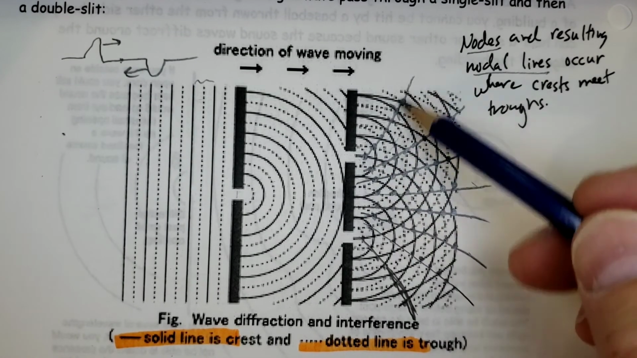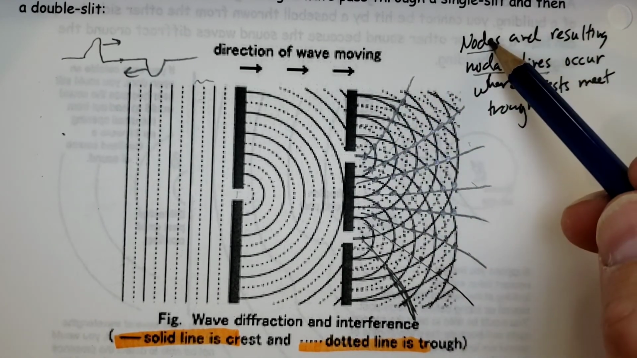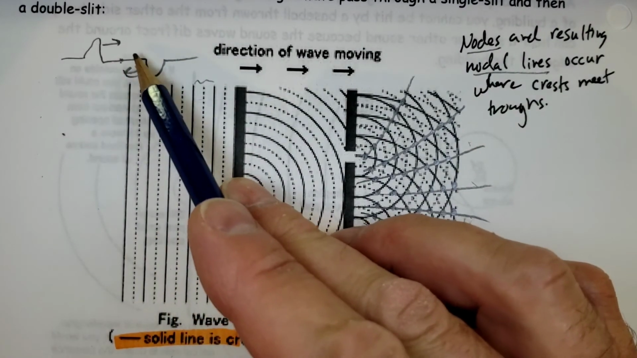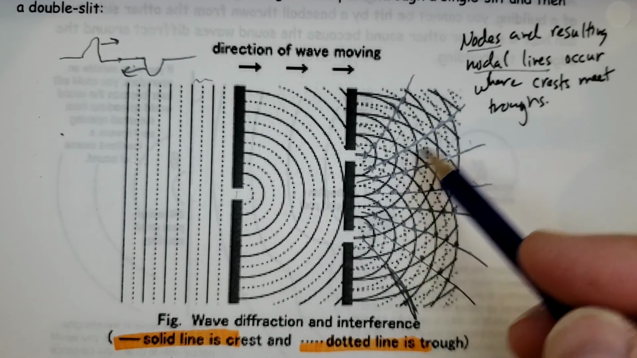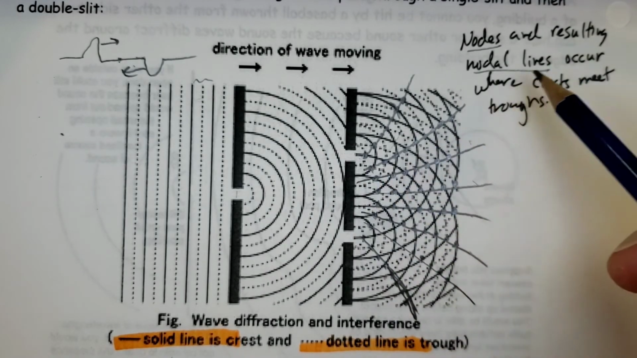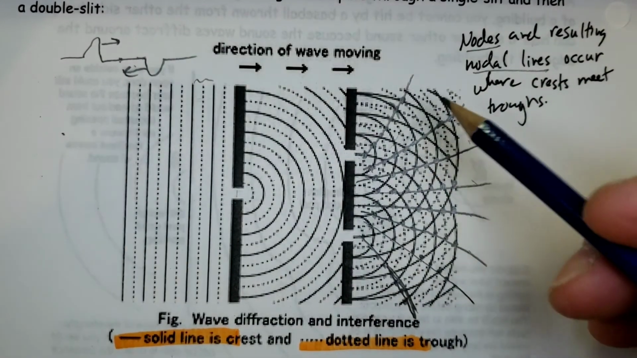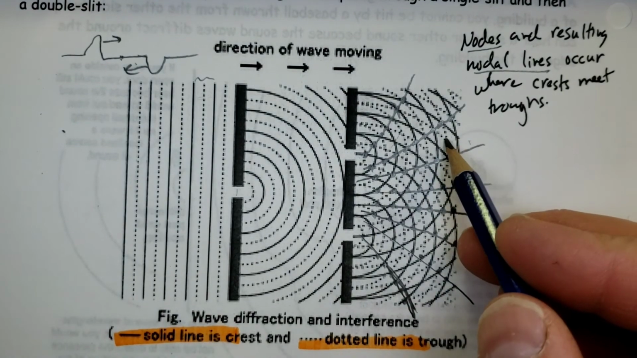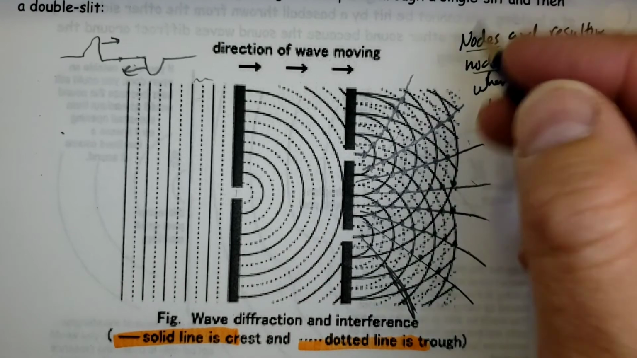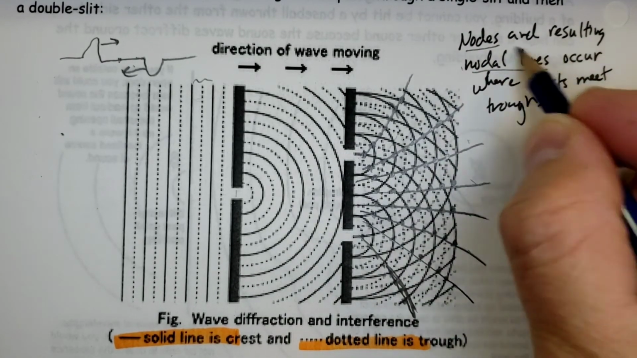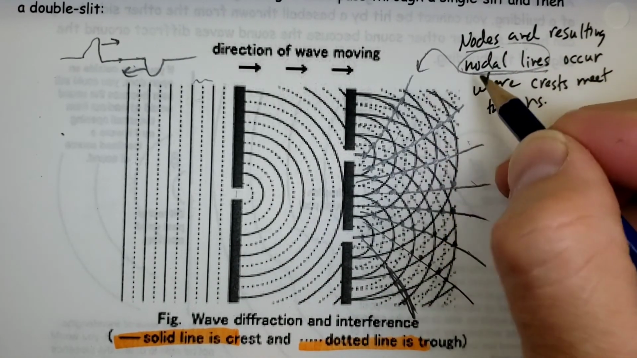Okay. So again, we're looking for nodes. Nodes, of course, occur when a crest meets a trough. And if I join up those points, we get these nodal lines, areas where cancellation occurs. And of course, in between here, crest and crest, trough and trough, we have antinodes. So let's say, nodal lines. If you drew this, just simply do this.